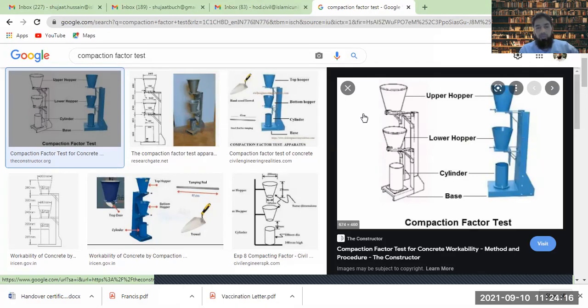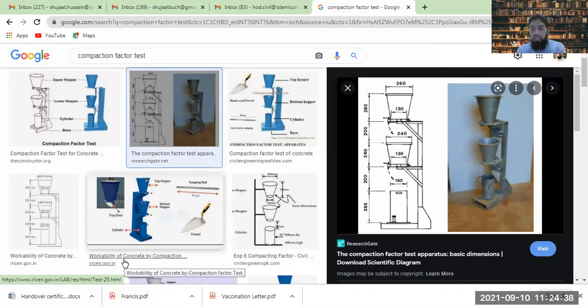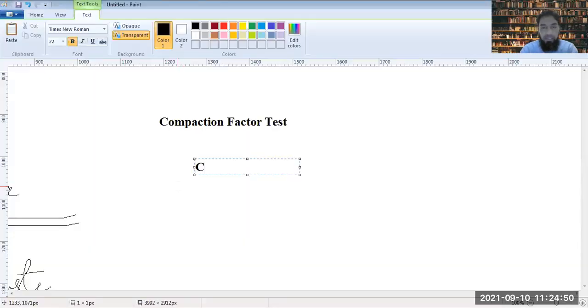So there are two processes of this falling from one to the other, and the dimensions of this are 280, then this is 200, then this is 240, this is 200, then this is 285. These are the standard dimensions of this test. Now there is a factor which defines the workability in this case, and that factor is how much is the, I just write it down, that's compaction factor.